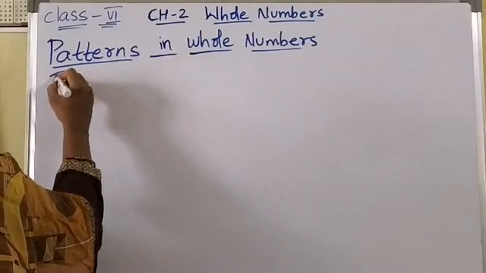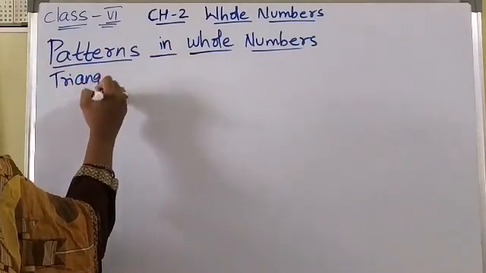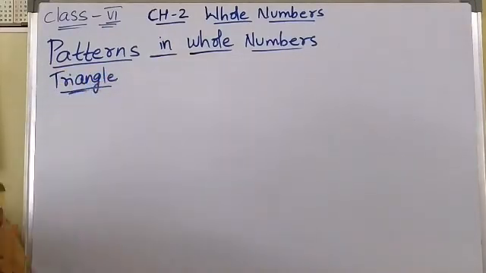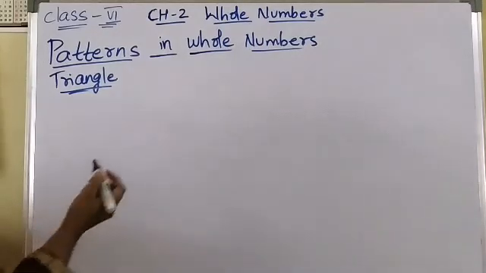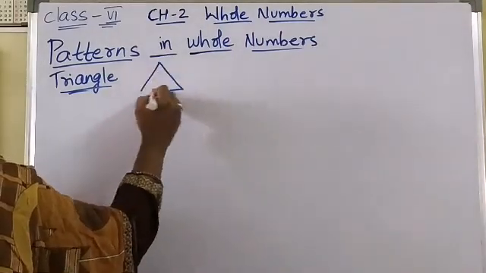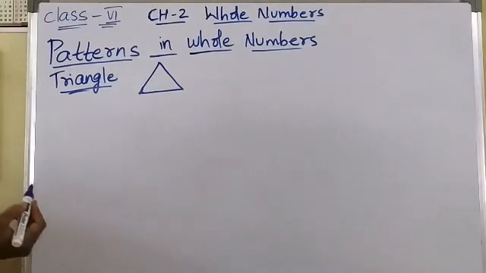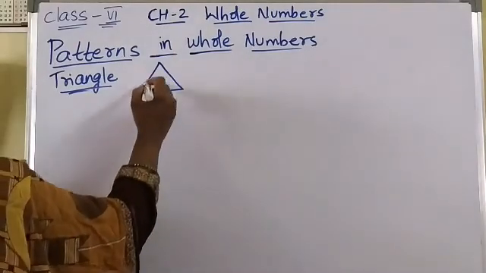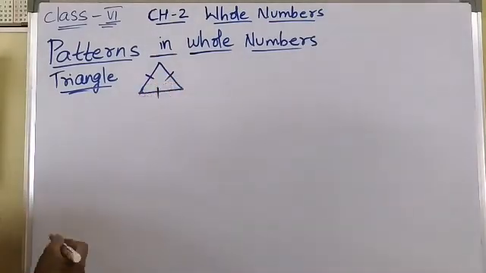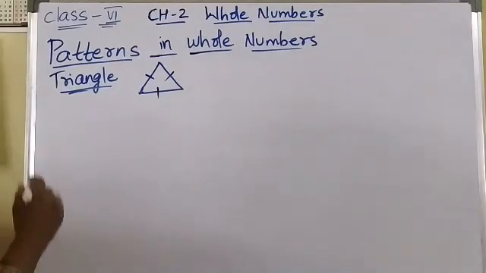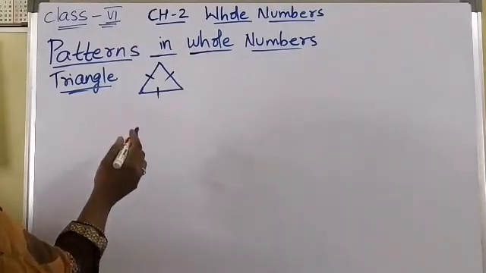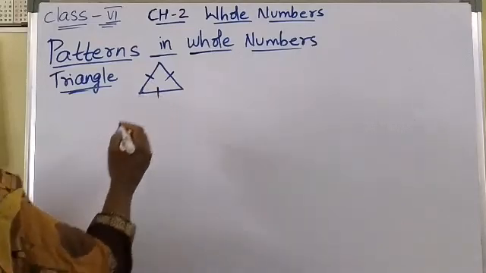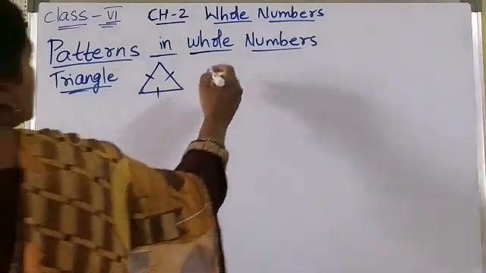Coming to the next one, triangle. Which numbers can be represented in a triangle shape? You know what a triangle is? A triangle is a closed figure formed with 3 line segments. And you know what an equilateral triangle is. A triangle in which all 3 sides are equal is called an equilateral triangle, right? So some numbers can also be arranged as triangles. Such numbers are called triangular numbers.